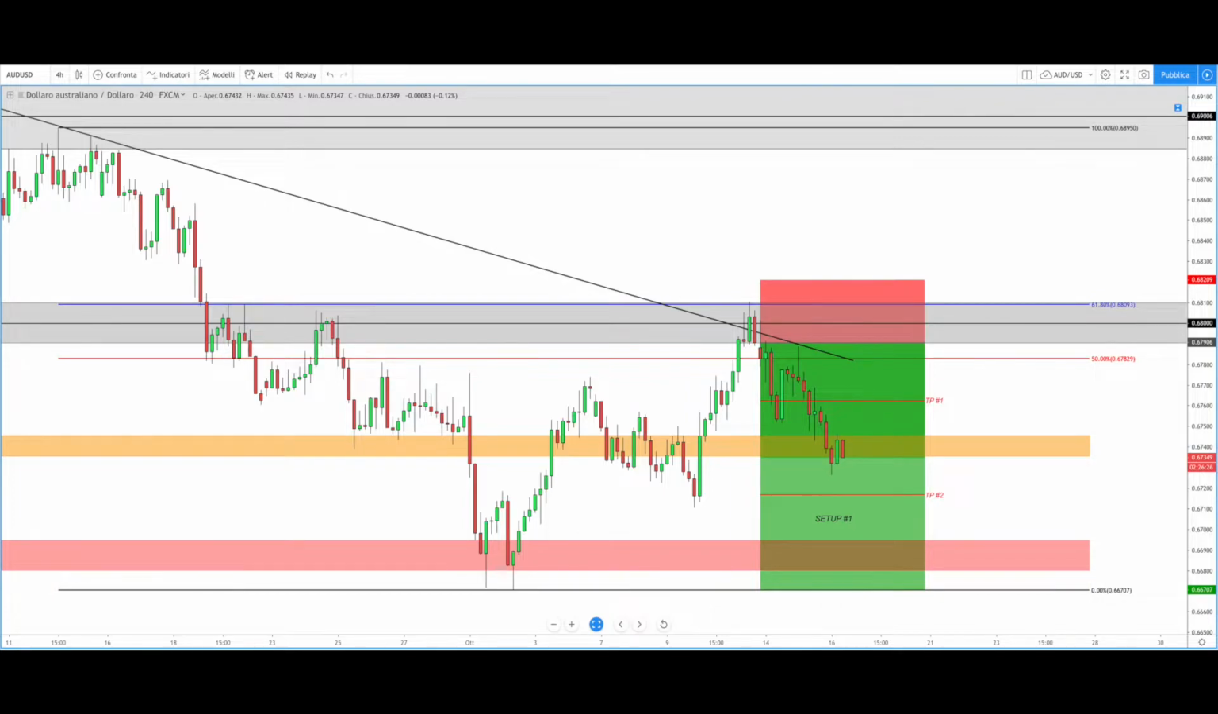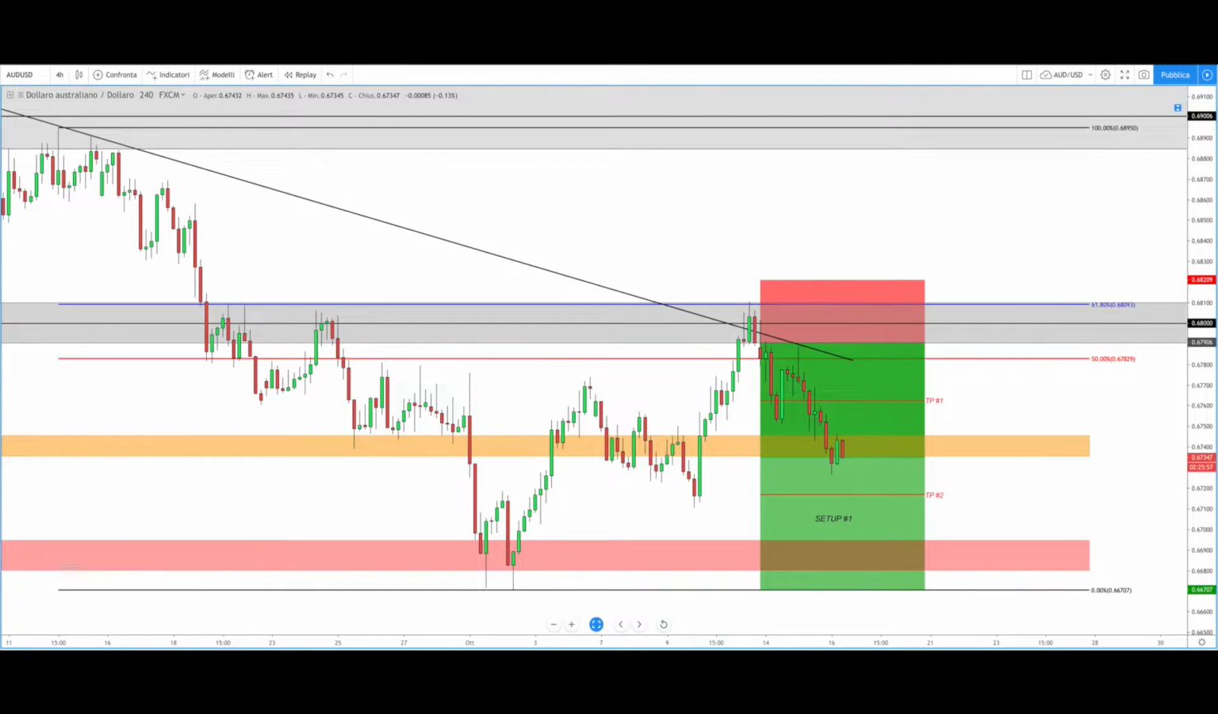But we are here to make an update on the two setups that we shared during the weekend and on the free analysis that we sent you in the free Telegram channel and published on our website yesterday afternoon. So we can talk about Australian dollar US dollar, Euro Australian dollar, and in the last part we will talk about GBPUSD and the dollar index.